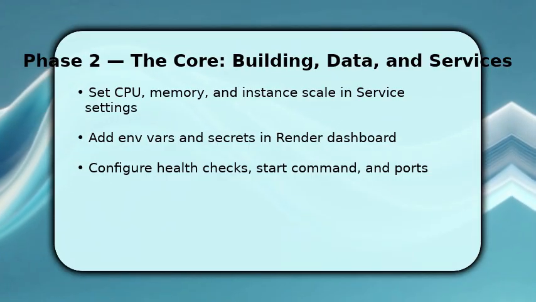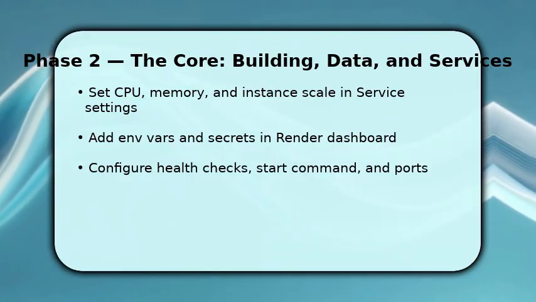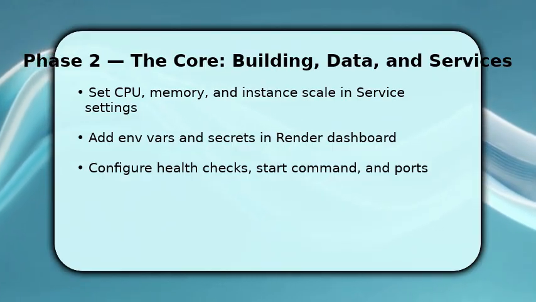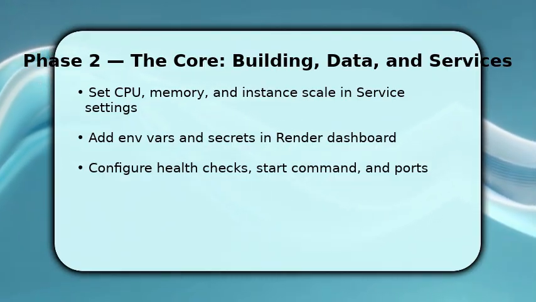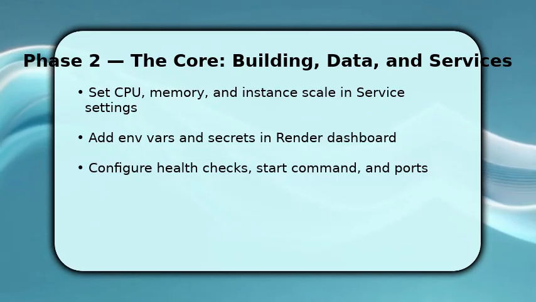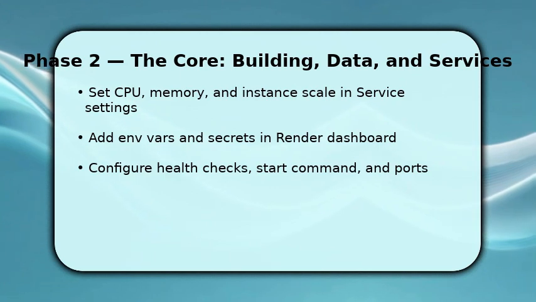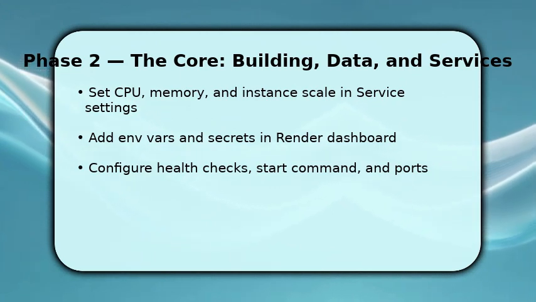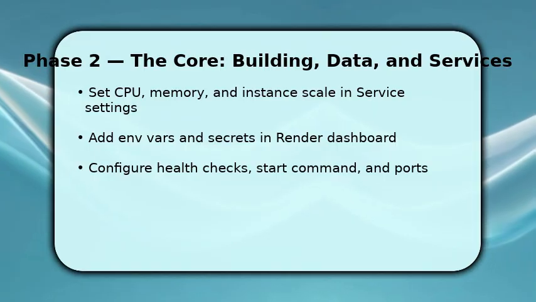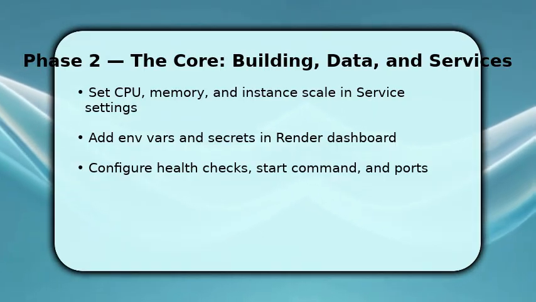Next, add environment variables and secrets through Render's dashboard rather than committing them to code. This secures credentials and adjusts behavior per environment. Then specify the start command and exposed port, plus an optional health check path to let Render know when your container is ready. These settings control how builds run and how traffic is routed, so set them deliberately.